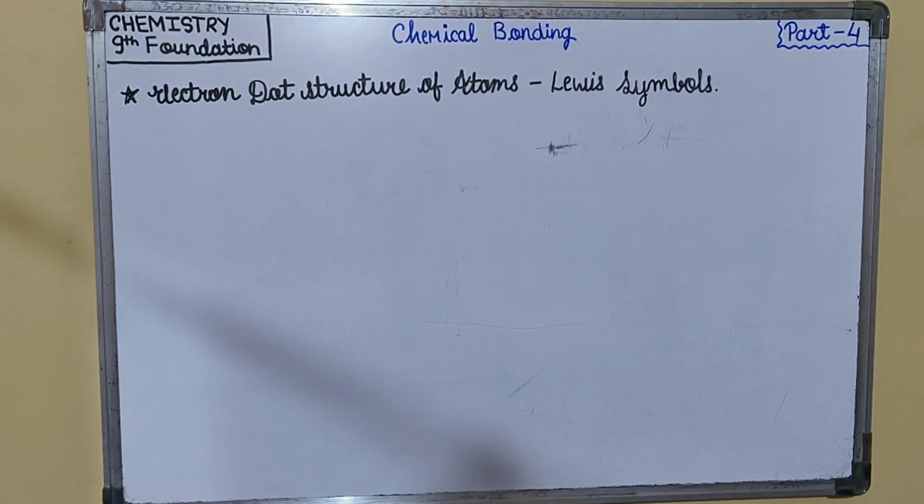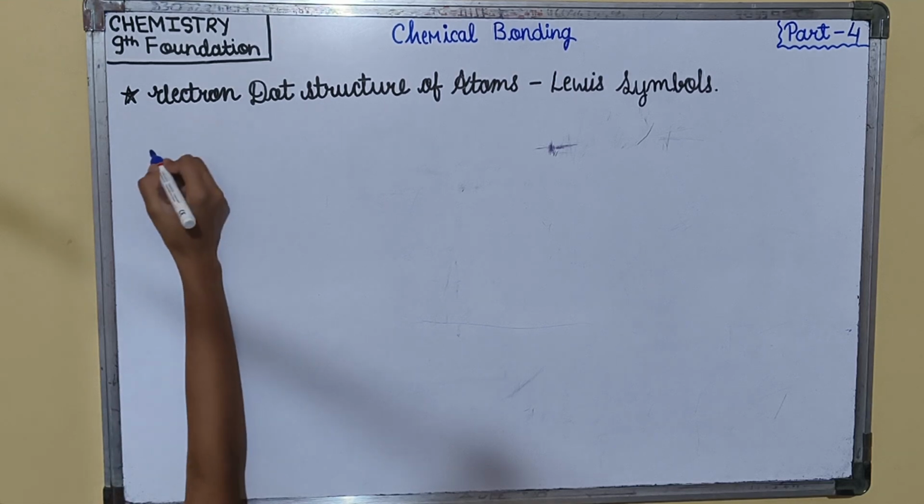Gilbert Newton Lewis introduced simple symbols called Lewis symbols to denote the valence electrons in an atom. The symbol of the element surrounded by the valence electrons of its atom represented in the form of dots around it, is known as Lewis symbol or electron dot symbol. Let us see some examples.